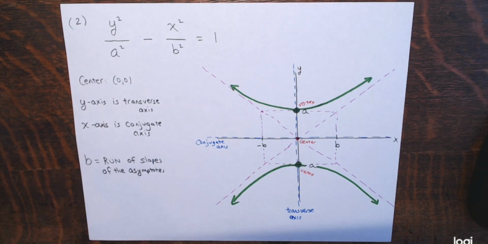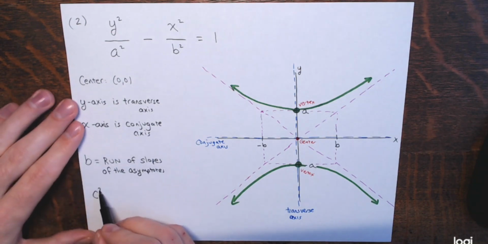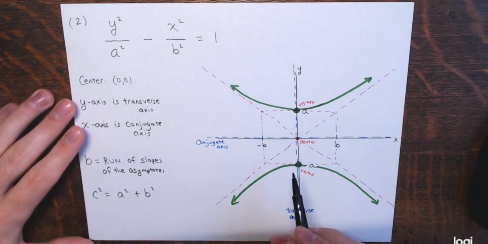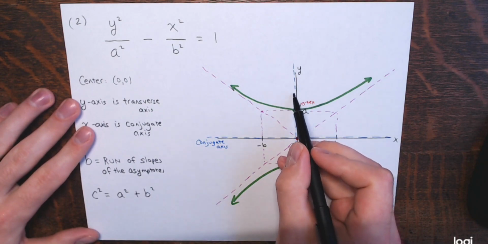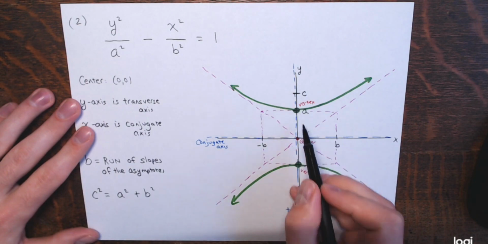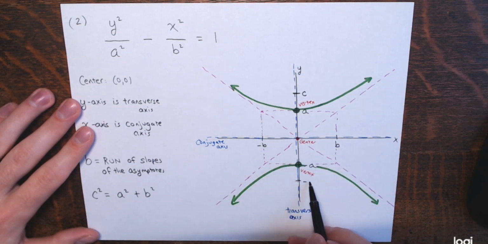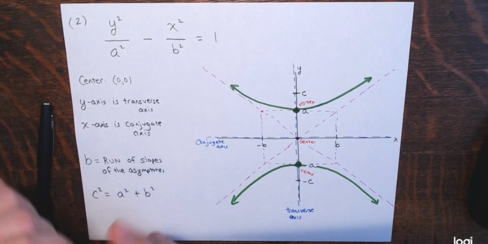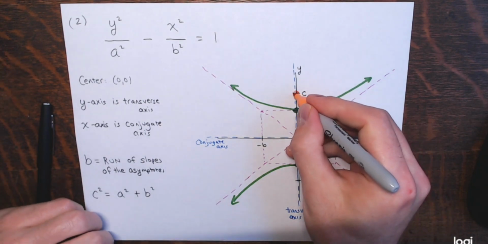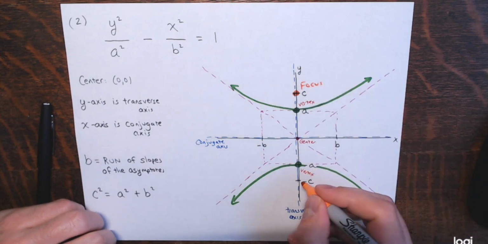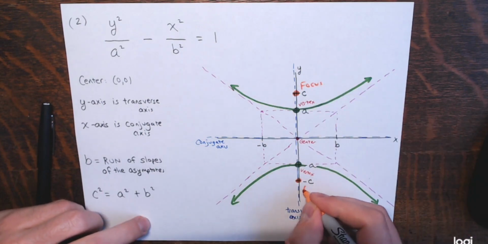And then that same relationship where c squared is equal to a squared plus b squared for these hyperbolas. And you can find the foci, right? C will be on the transverse axis. So c units above the center, c units below the center, and here are the foci. Right, there's a focus. And down here, here's another focus.